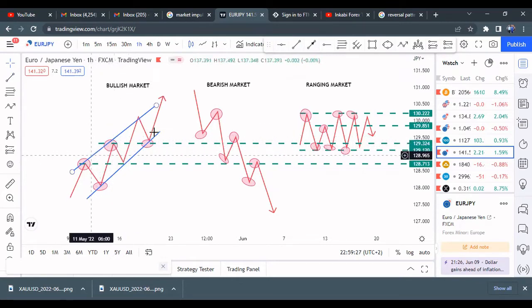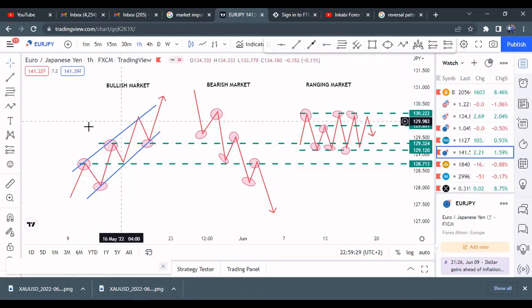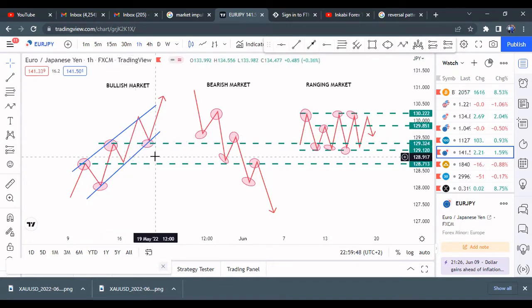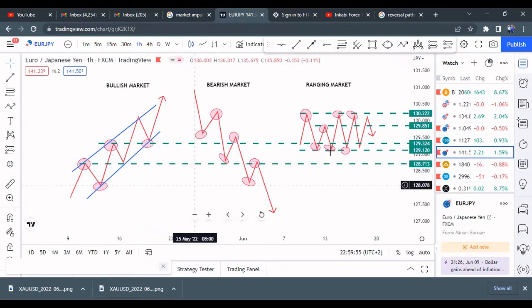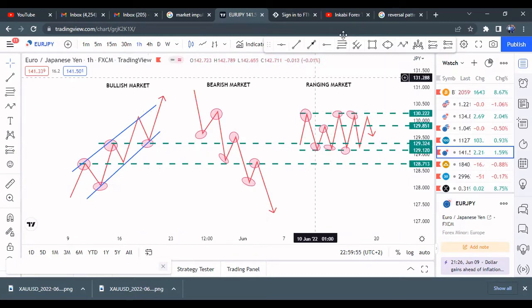So a resistance is something that will be above, and then a support will be below. But once we break a resistance or a support, let's just say we break a resistance, the resistance is going to change into our support, because we are now trading above it. So those are the most important things that you should note about the market.